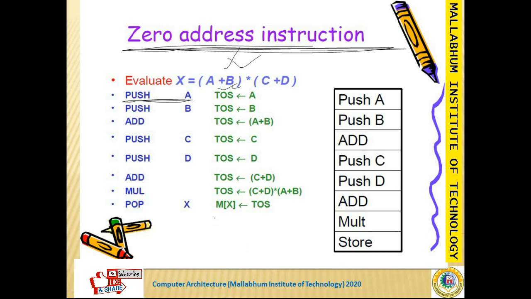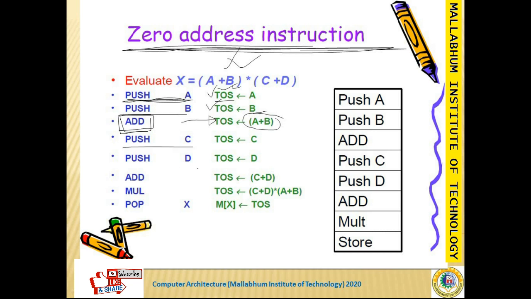So first, when the stack is empty, we want to push A. Whatever may be the content of A has to be pushed into the stack. So first the top of the stack contains this. Next push B. Now the top of the stack contains the content of B. Next add. Whenever we perform the addition operation, the two numbers have to be popped and added. Now the top of the stack contains A plus B.